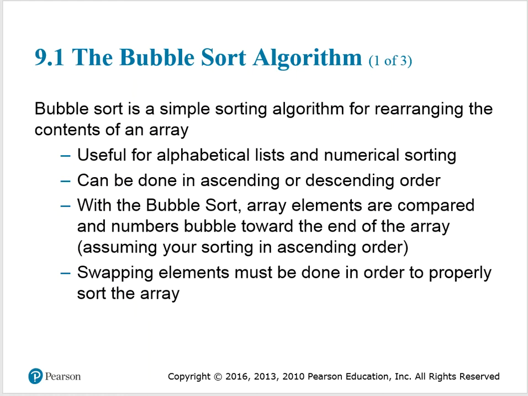So bubble sort is a sorting algorithm that sorts an array so the elements appear in a specific order. Bubble sort is also a simple sorting algorithm. Typically we use this one for arrays where elements are compared in numbers toward the end of your array. So that's what a bubble sort is.